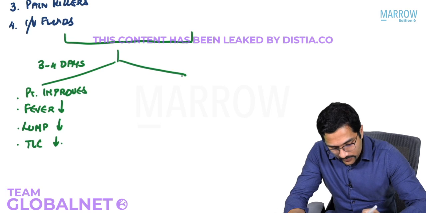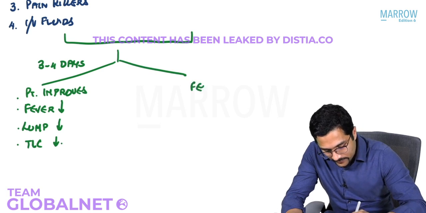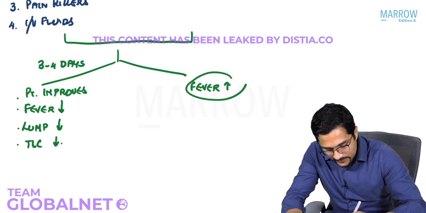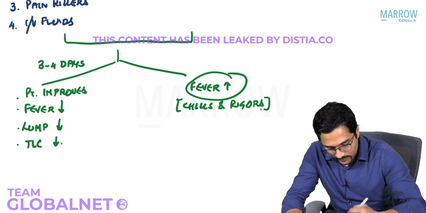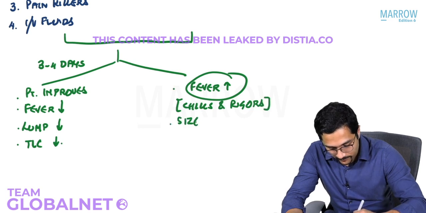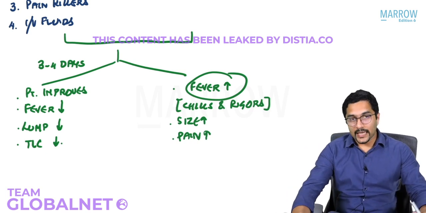Or the other scenario can be that fever increases. It comes with chills and rigors. There are spikes of fever with chills and rigors which are coming now. The size of the lump has gone up. Pain has gone up for this patient. Okay, so these are the two scenarios which are there.